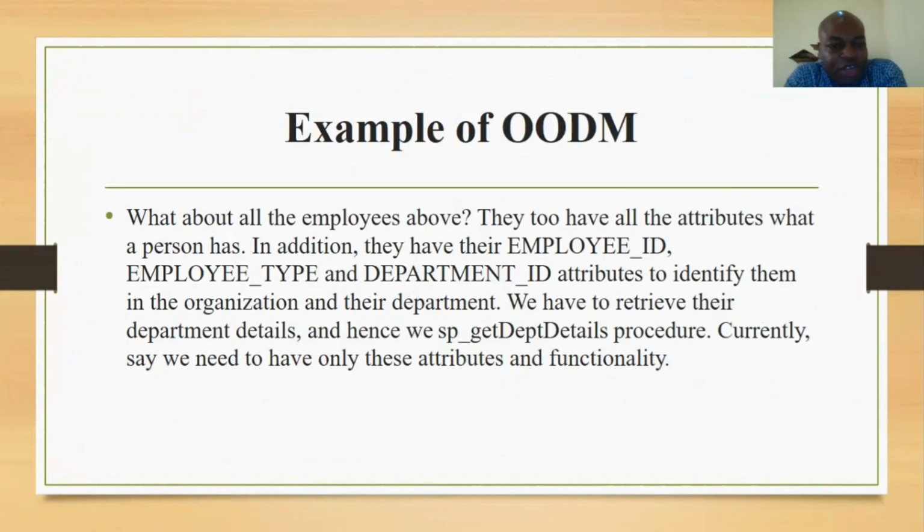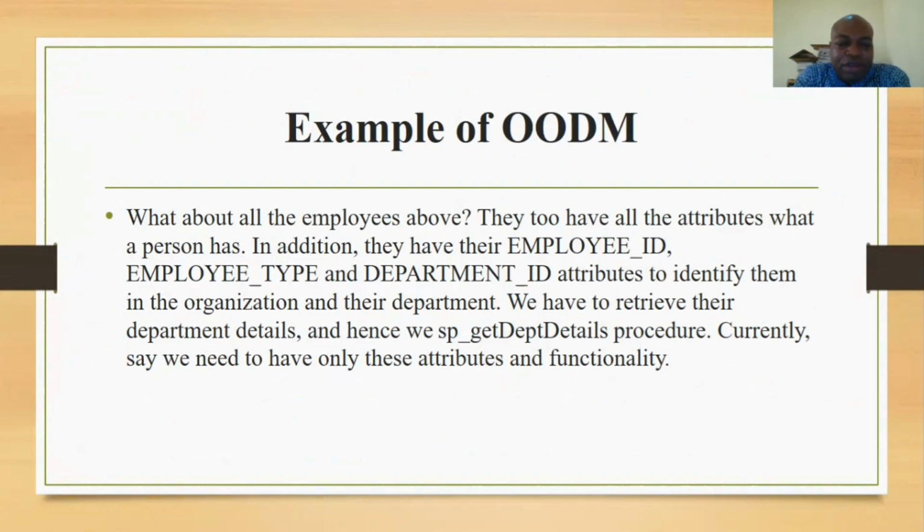So, for instance, looking at that example, we discover, what about all the employees above? They too have all the attributes that a person has. Because of course they are represented by an individual. In addition to that, they have their employee ID. Each of the employees must have a unique identifier as a member of the company, or as an employee. So that employee ID serves as a primary key, which can uniquely identify each of the employees.